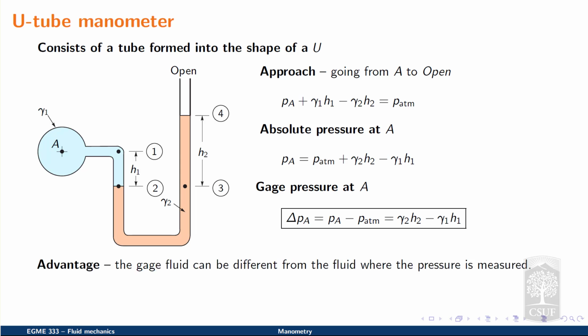One big advantage of a U-tube manometer is that the gauge fluid can be different from the fluid where the pressure is measured, as shown in this case.